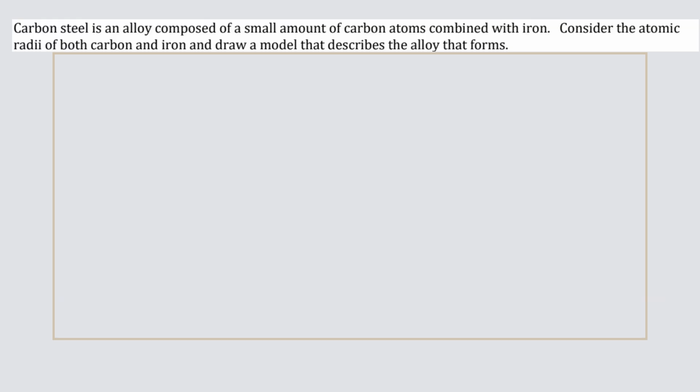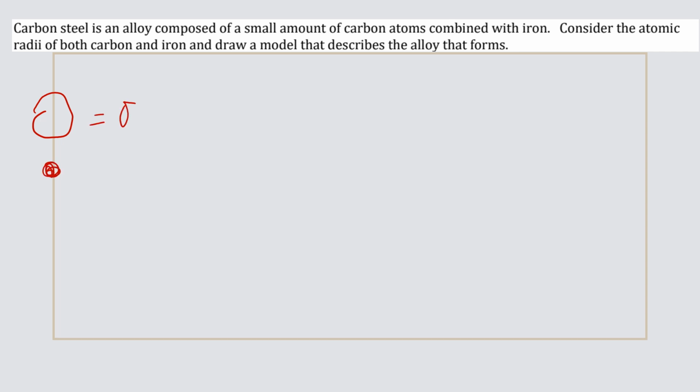Carbon steel is an alloy composed of a small amount of carbon atoms found within iron. Consider the atomic radii of both and draw a model that describes the alloy that forms. So we just kind of saw it, but assuming we didn't see it, what you have to do is recognize the comparison of the atomic radii between each of the elements that are there. Now, carbon is way smaller than iron, so that means that most likely this will be an interstitial alloy, which we did see. So remember that when you are doing a diagram, you have to include a key.